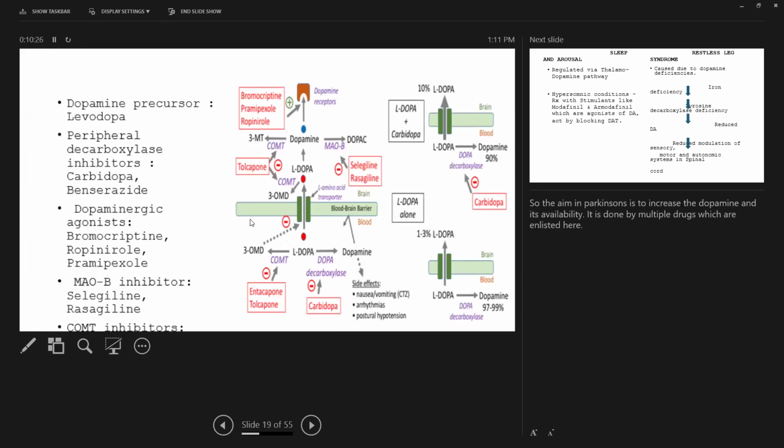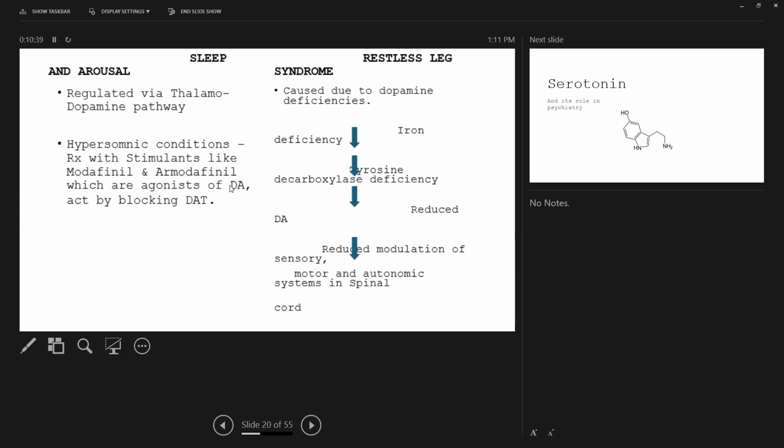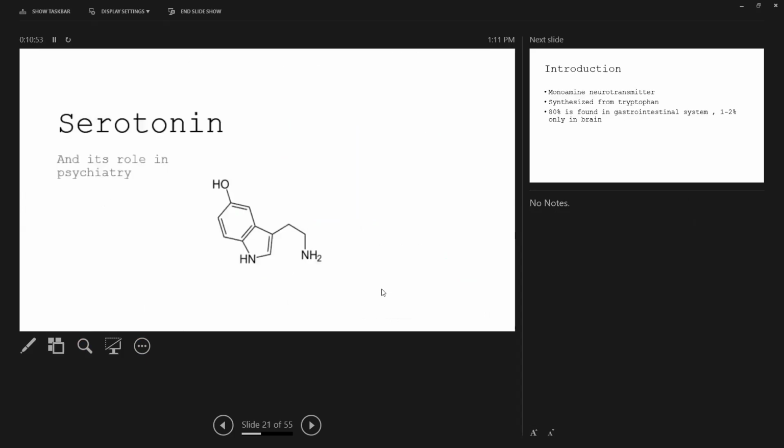The drugs we can give are a dopamine precursor, that is levodopa, and peripheral decarboxylase inhibitors. Then dopamine in sleep and arousal, and in restless leg syndrome. Due to deficiency of dopamine receptors, there is reduced modulation of sensory, motor, and autonomic systems in the spinal cord.